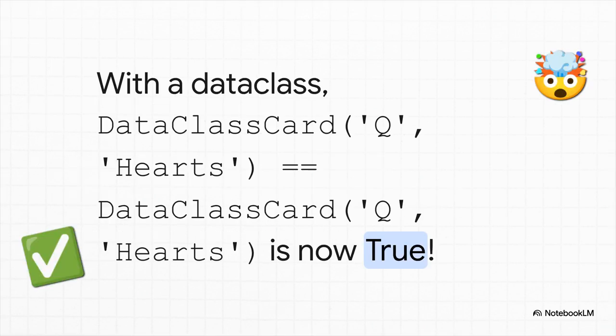And this is a really big deal. With a regular class, if you make two separate card objects, even with the exact same values, Python says they're not equal. Why? Because they're different objects living in different spots in memory. But a data class is smarter. It knows you want to compare what's inside. So now two Queen of Hearts cards are in fact equal. It just works the way you'd expect it to.